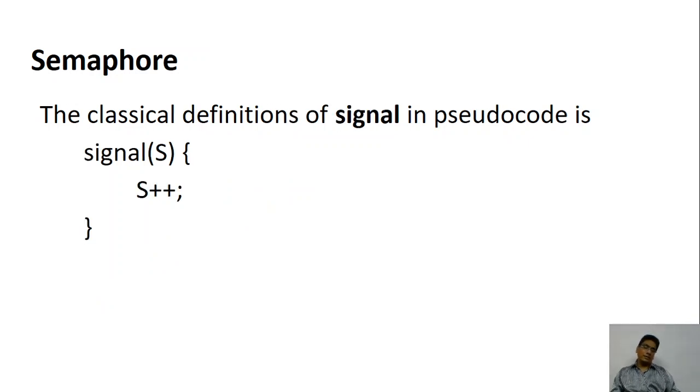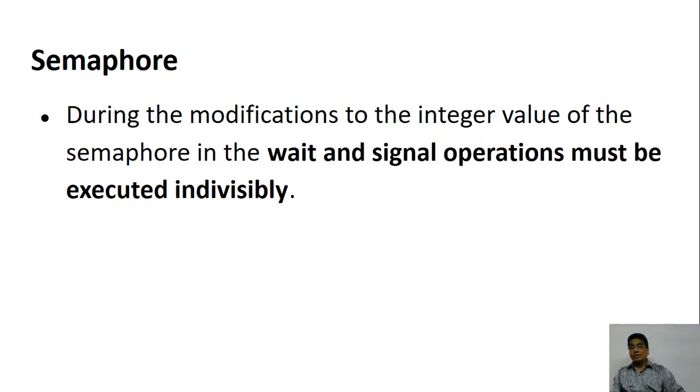So what about signal? Signal is very simple. You just increment it. Whether it is 0, negative or positive, you simply increment the value. So when you signal it, you don't wait. You just increase the value. But when you are waiting, if it is a positive number, you don't wait. If it's a negative number, you will have to wait.